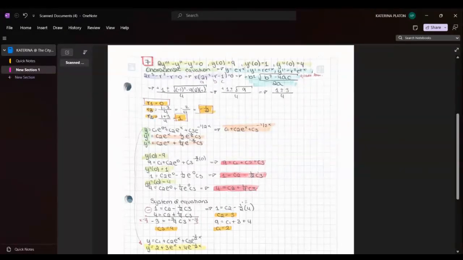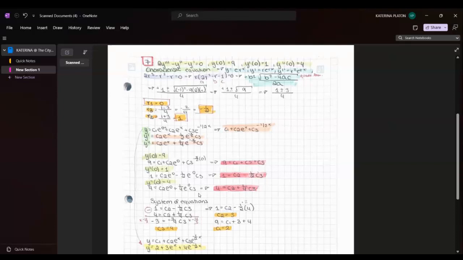And our last initial condition is y double prime of 0 equals 4. We take our y double prime, and once again we plug in the numbers, and we get 4 equals c2 e to the power of 0 plus 1 over 4 e to the power of 0 c3. Once again, e to the power of 0 is just 1, so we have 4 equals c2 plus 1 over 4 c3.